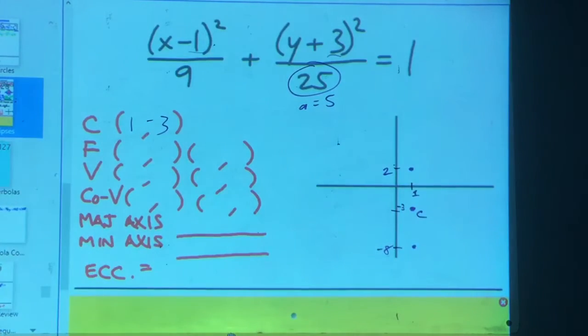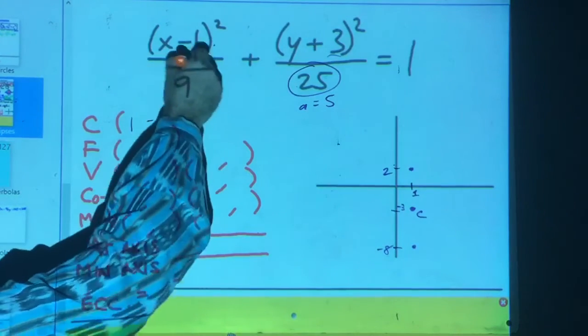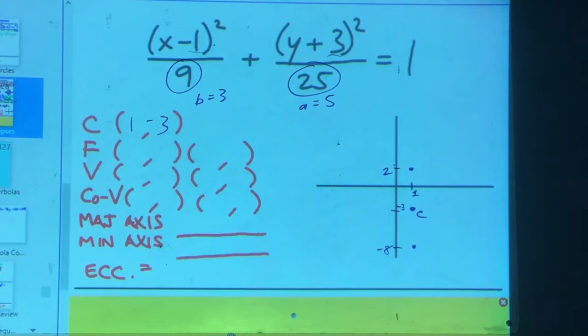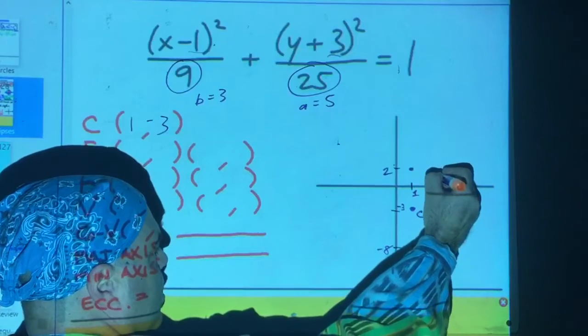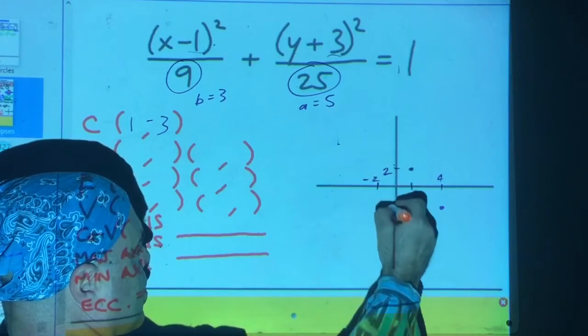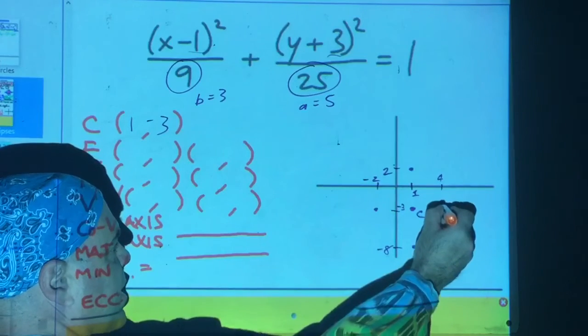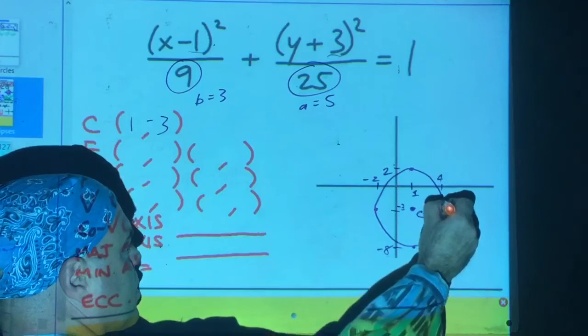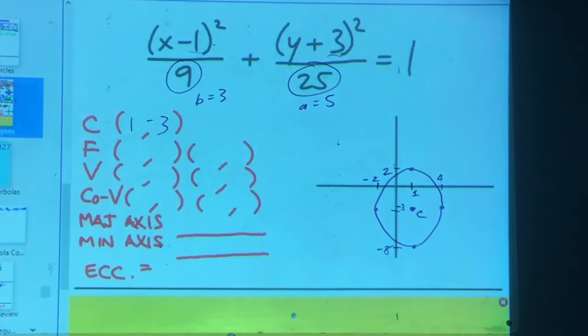And place dots. Okay. If this is B squared, then B is 3. So we're going to go sideways 3. And again, a smooth curve will give us our ellipse.